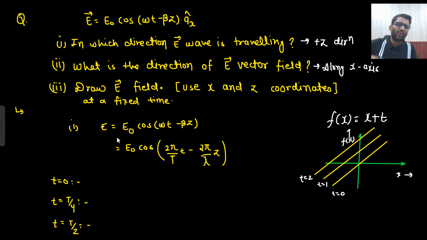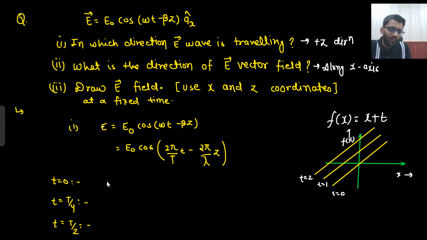So same thing we are going to do here. This is my scalar field, you can say, because a_x cap I have removed. E naught cos(2π/T · t − 2π/λ · z). This I can write, right? Because omega is 2π/T and beta is 2π/λ. Now different values of t I am going to take.